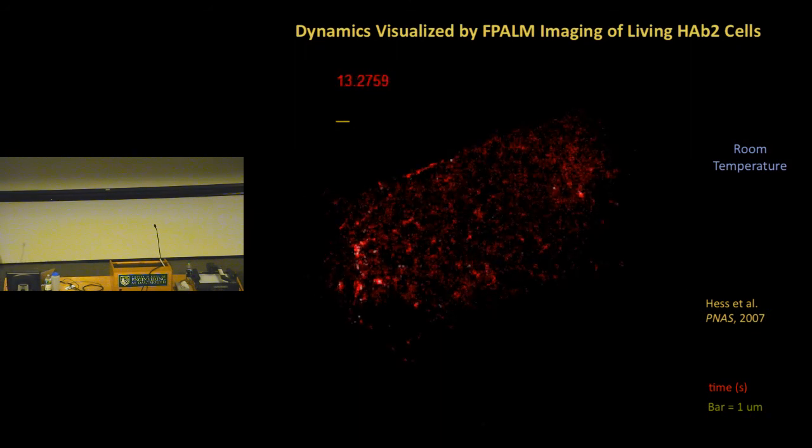So this is hemagglutinin again in live HEB2 cells at room temperature. Note these red clusters. I'll play the movie again. These red clusters are everywhere that the HAs were observed throughout the acquisition. This is time in seconds, and this is a 1 micron scale bar.